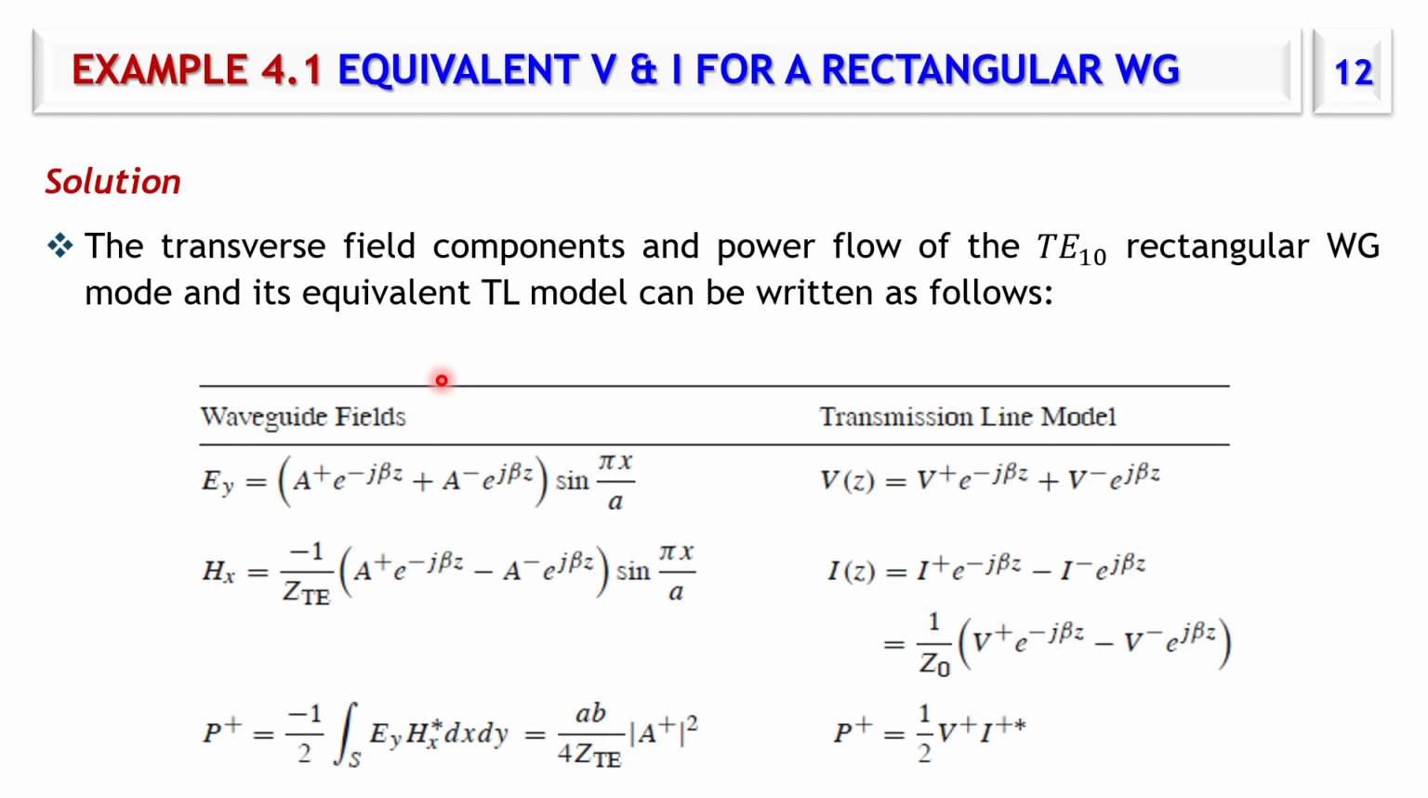The waveguide field has this expression. You can review the waveguide lecture. The power flow has this expression. Now we need to define voltage and current in that format, such that the power equals the multiplication of the voltage and current conjugate. So we need to find the relationship between V plus and A plus, V minus and A minus, as we saw in the previous slides.